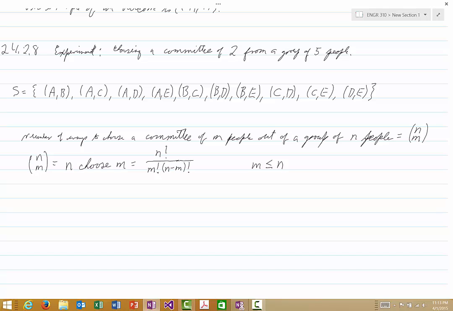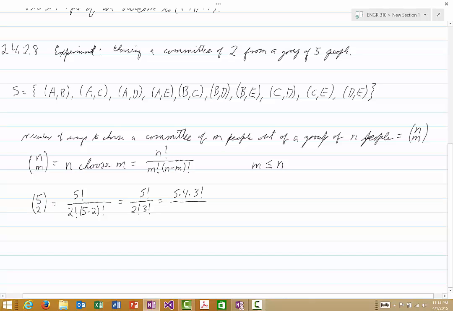And so in the problem that we just did, we would have 5 choose 2, which would be 5 factorial over 2 factorial times (5 minus 2) factorial, which is 5 factorial over 2 factorial times 3 factorial, or 5 times 4 times 3 factorial over 2 factorial times 3 factorial. Of course, the 3 factorials will cancel, and so we get 5 times 4 over 2 factorial, or 20 over 2 times 1, which is 20 over 2, which is indeed 10, which of course is the number of elements in S. So this is a handy thing to know, and is something we will return to several times in this chapter.